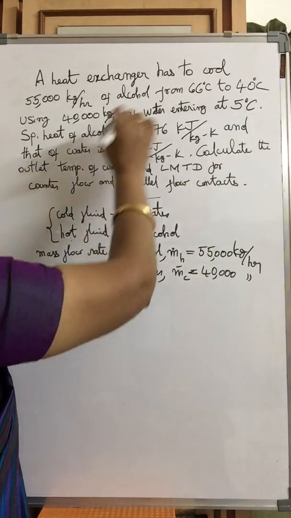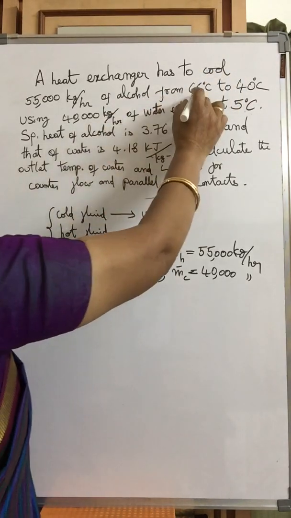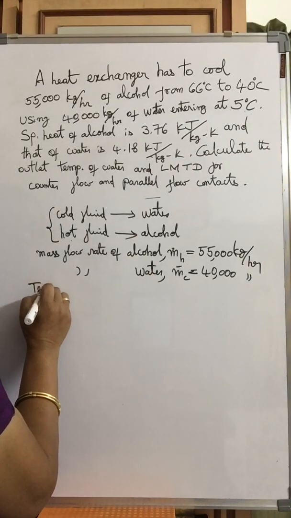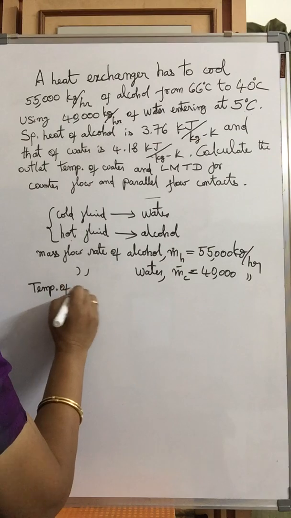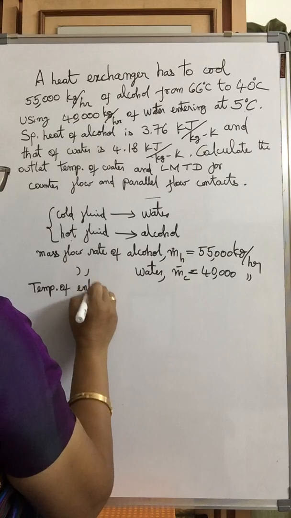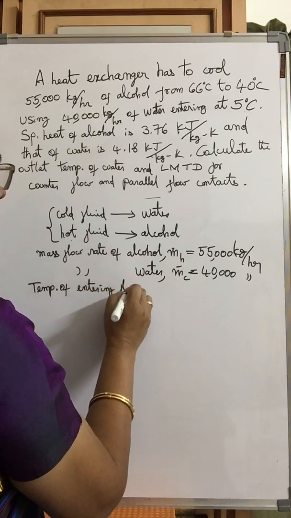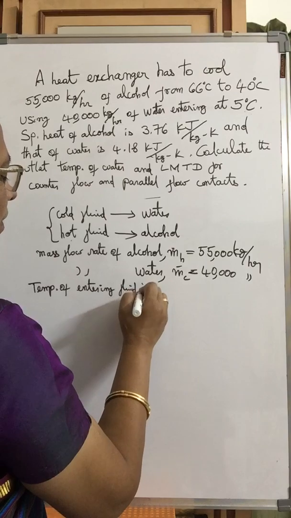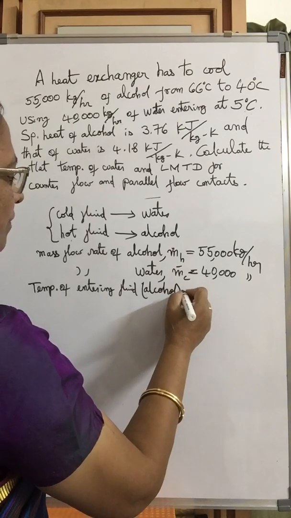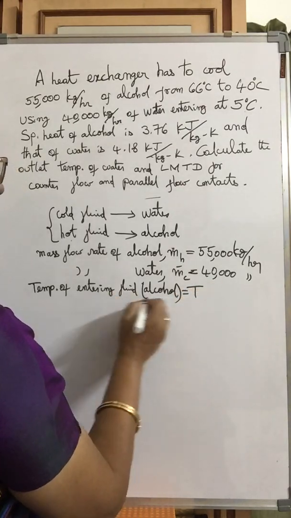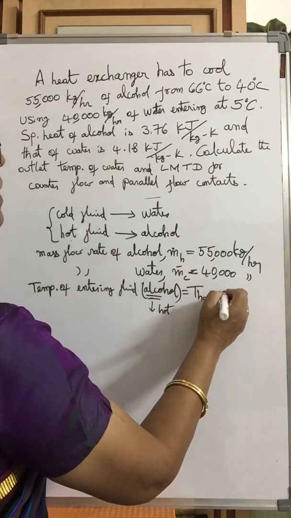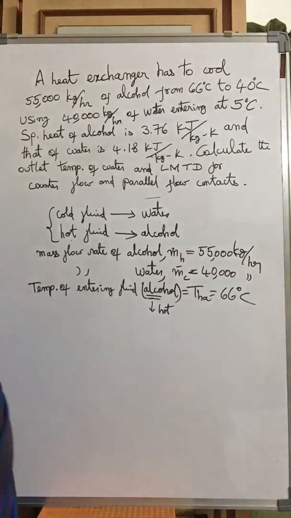Next, what else is given? Alcohol is entering at 66, leaving at 40. So the temperature of the entering fluid, alcohol, or the alcohol entering temperature. Alcohol is hot, so therefore it is THA. THA is 66 degrees centigrade.